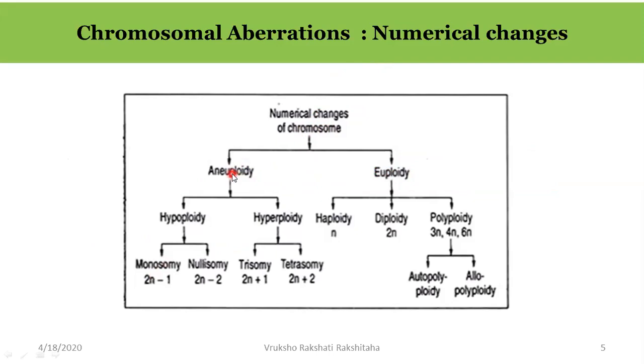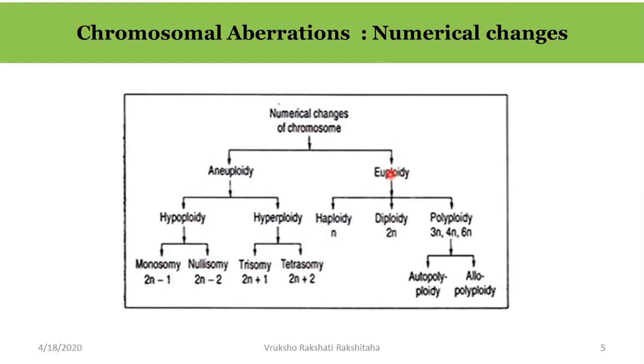Aneuploidy is that phenomenon wherein the variation in the chromosome number occurs by less than one set. This is further categorized into hypoploidy and hyperploidy. Hypoploidy is further categorized into monosomy and nullisomy. Hyperploidy is further categorized into trisomy and tetrasomy. Now let us look into euploidy.